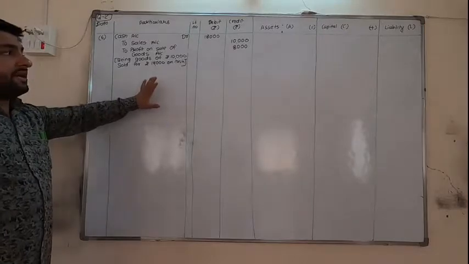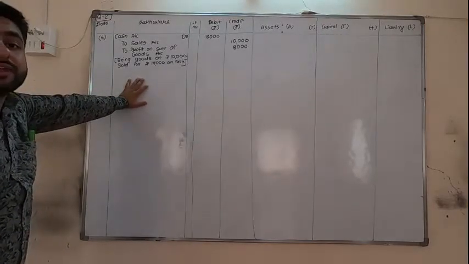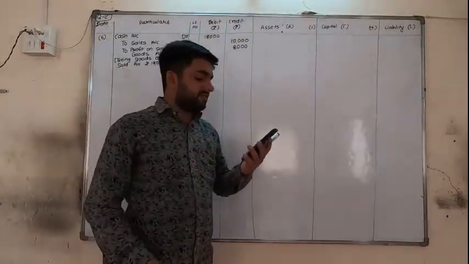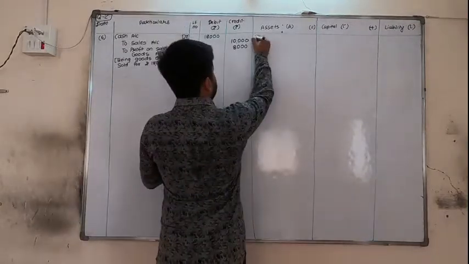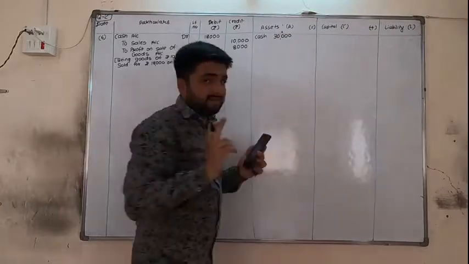Now let's understand where to give the effect. We are receiving cash of 18,000, so cash is coming. Now what was the previous cash? Let us check the previous transaction. That cash is rupees 30,000. Comparing with the previous transaction, cash was yesterday 30,000. See, the sum is continued, okay?